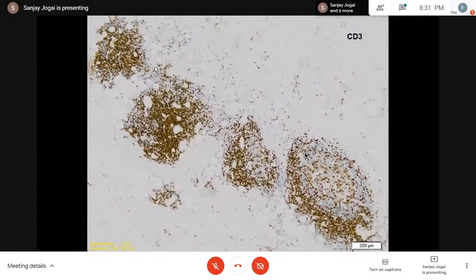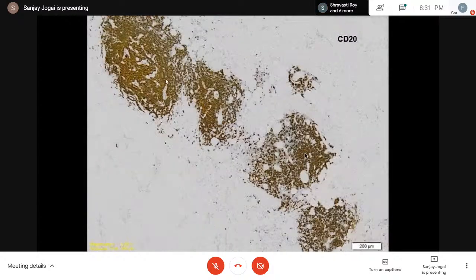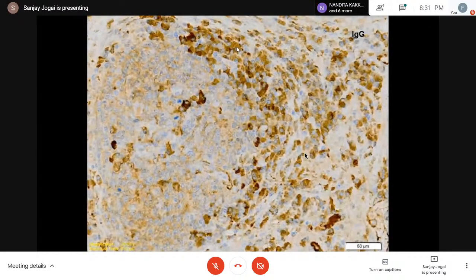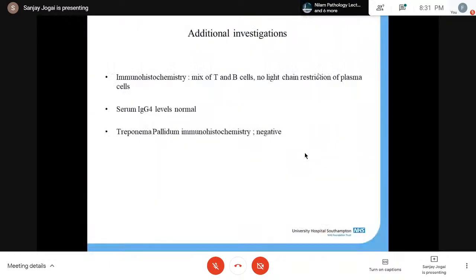And then we did immunos as well, because there was a very heavy lymphoid component. So lots of T cells, but a lot of B cells as well. Now, because of the plasma cells, I got interested, could this be a variation, sort of a presenting form of IgG4? So this is IgG, lots of IgG positive cells. There were a few, but not that numerous.